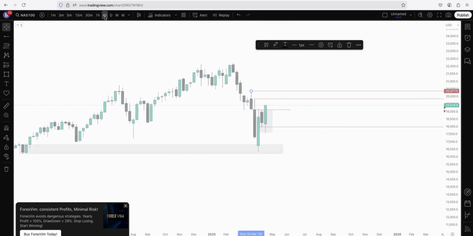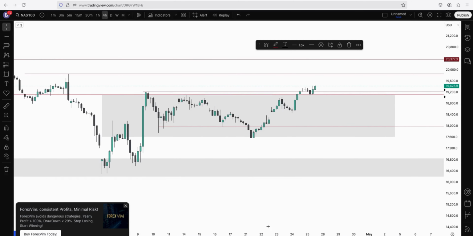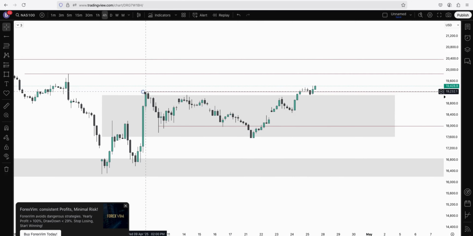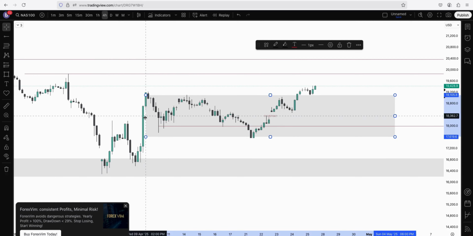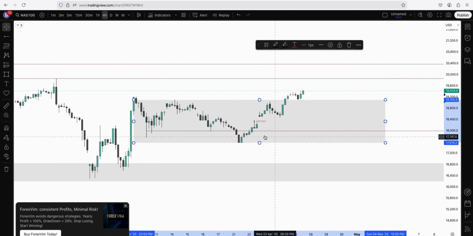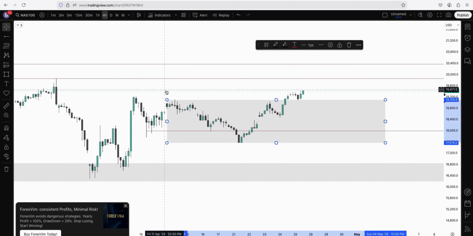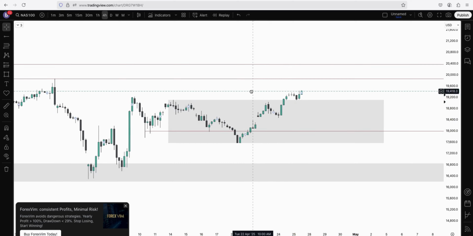Let's get to 4 hour. Remember the time frame alignment, right? Remember the time frame alignment. So I'm just going to take off these lines here. Now we have a huge order block sitting here. So I'm just trying to adjust it. I'm not trying to change the size, but just adjust it a little bit.